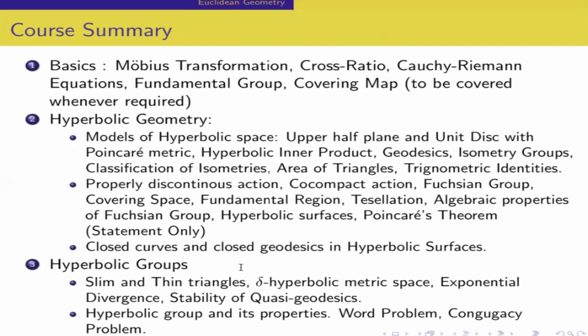Next, regarding hyperbolic geometry, we'll be discussing various models of hyperbolic space. I have discussed the upper half plane model. There is another model, the unit disk model with Poincare metric. We'll discuss the hyperbolic inner product, geodesics, isometry groups, classification of isometries, area of triangles, and trigonometric identities.